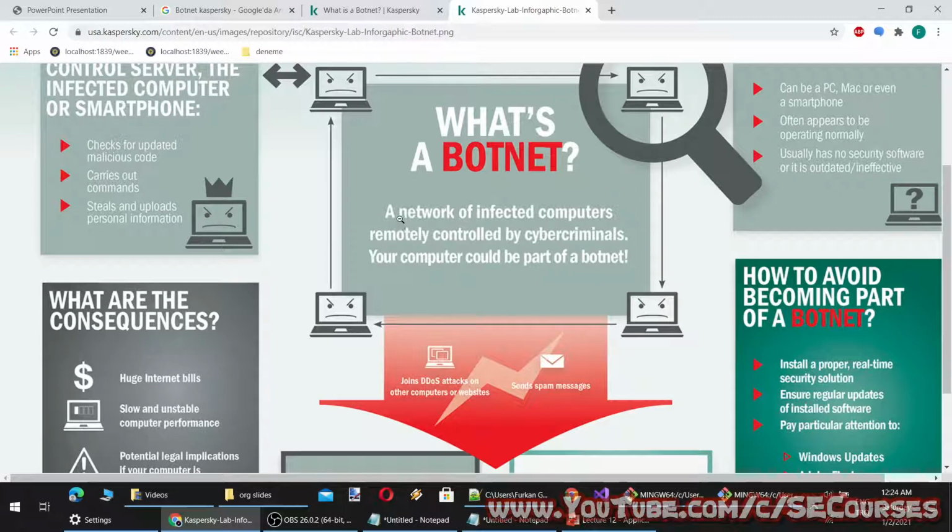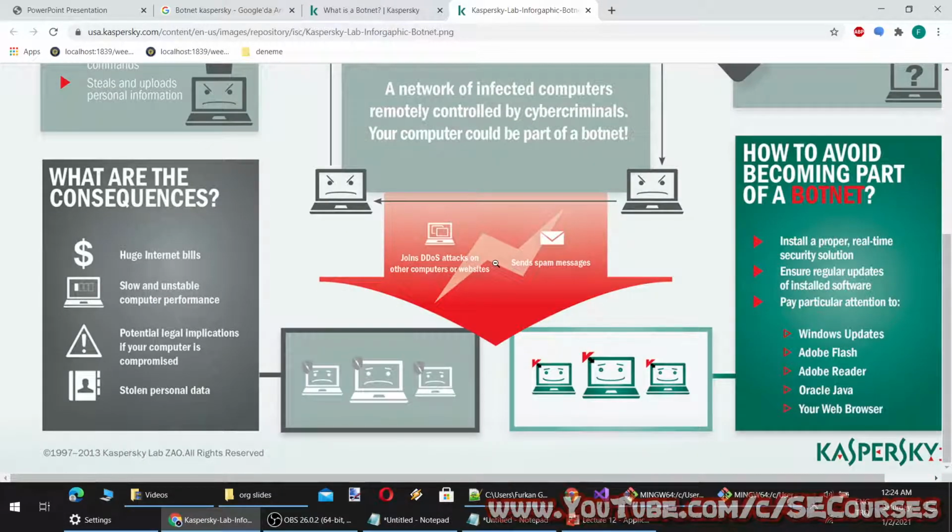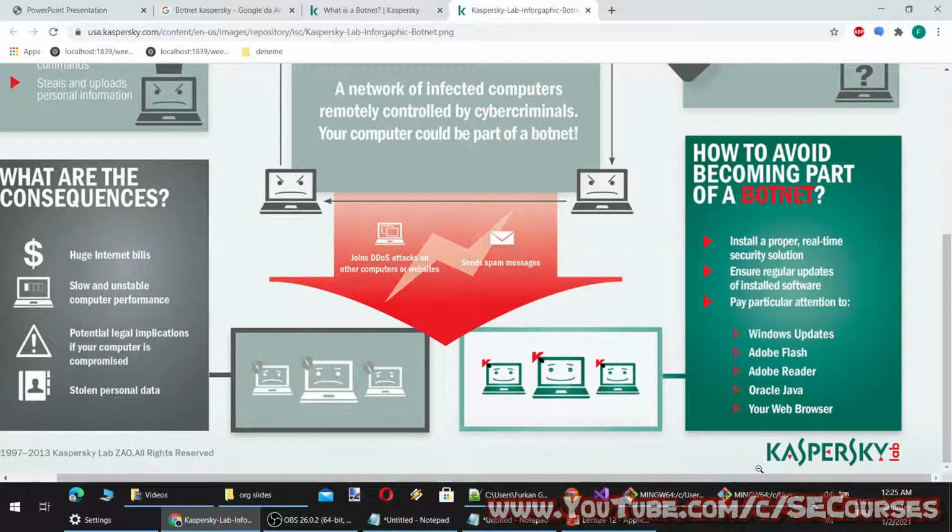What's a botnet? A network of infected computers remotely controlled by cyber criminals. Your computer could be a part of a botnet. Joins DDoS attacks on other computers or websites. Sends spam messages. Sending spam messages is usually harder because most of the personal network ISPs, internet service providers, don't allow mailing. So it is a harder thing, but if they can also control your logged-in email, it is possible. How to avoid becoming part of a botnet?